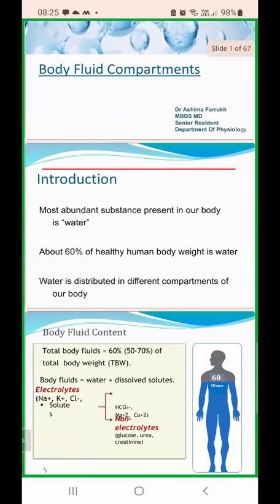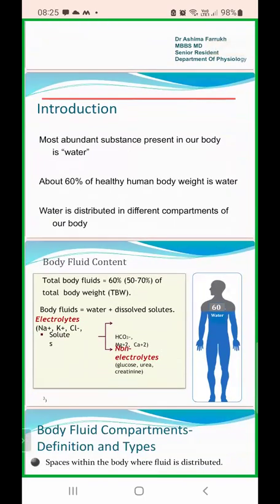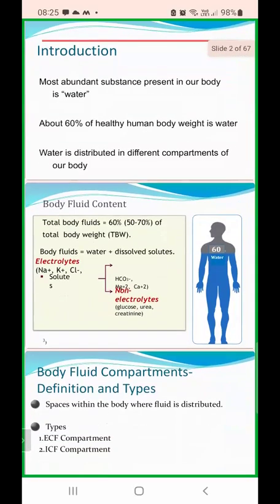So we go to the first slide. It says that the most abundant substance present in our body is water. About 60% of the healthy human body weight is composed of water. So you are 60% water. And water is distributed in different compartments of the body. So what are those compartments?